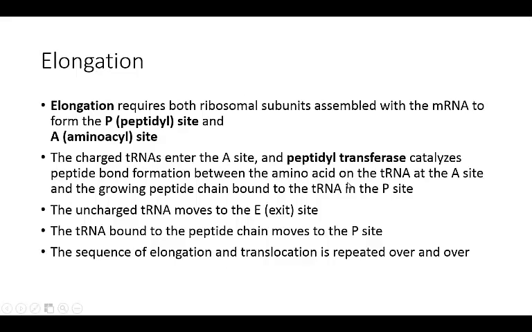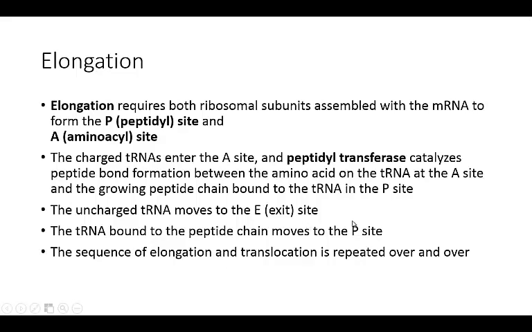Peptidyl transferase is going to cause the peptide bond formation between the amino acid on the new tRNA, the one that just came in on that A site, and the growing peptide chain, which is bound to the P site. Again, P you can think for peptide, growing peptide chain. Once this reaction happens, there's nothing left on that tRNA that was in the P site. So that uncharged tRNA is going to move to the E site, the exit site. Everything shifts down. The tRNA bound is now going to shift over to that P site.